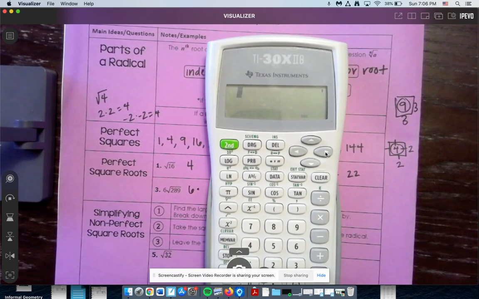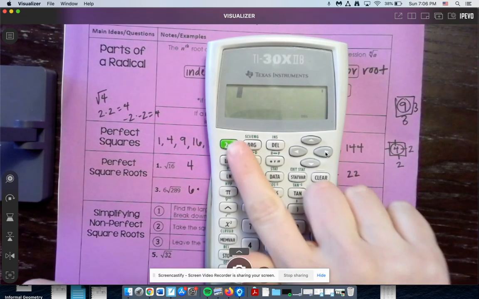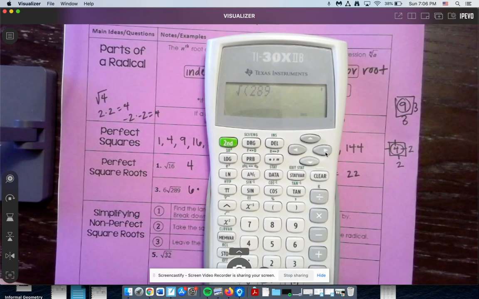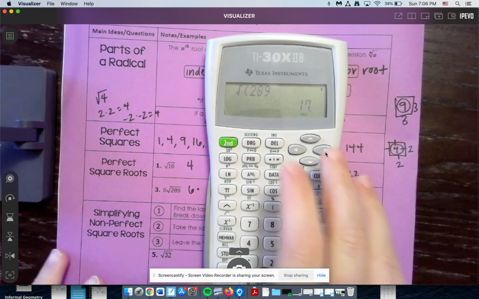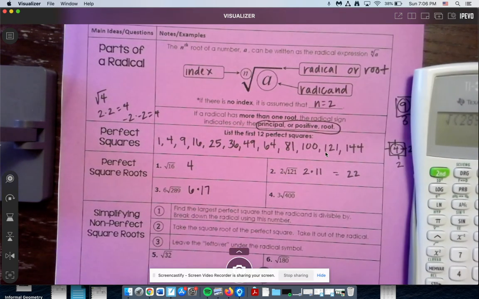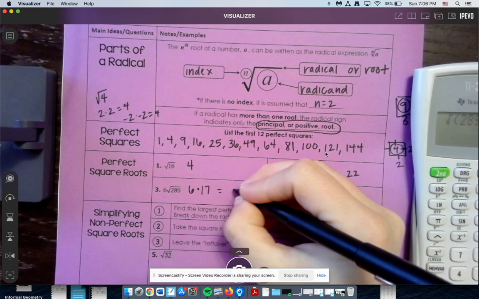So to take the square root of a number, you're going to hit second and then the x squared button. So now do you guys see how you have the radical symbol? And then type in 289. So the square root of 289 is 17. That is a perfect square. So that's really nice. So now we just have to take 6 times 17. Well, 6 times 17 is 102.